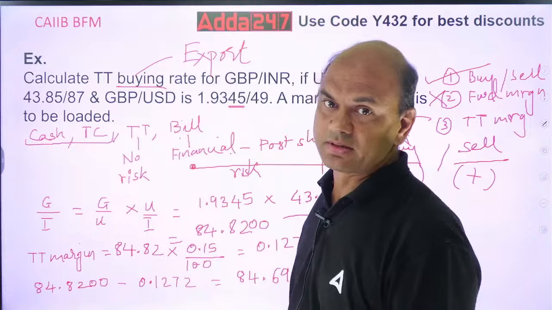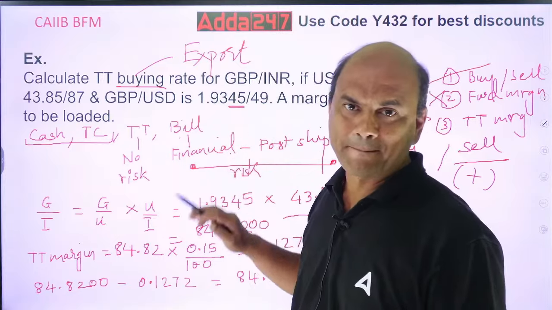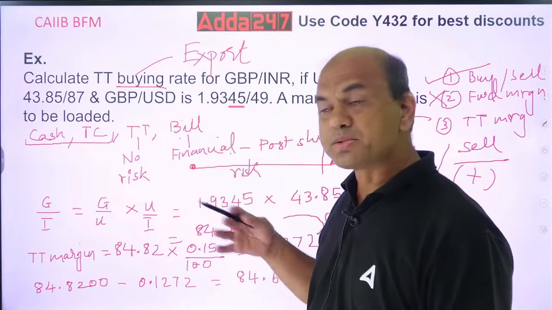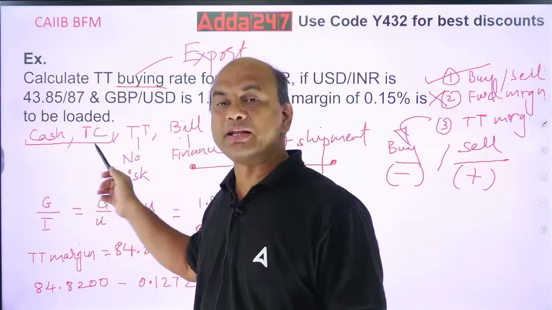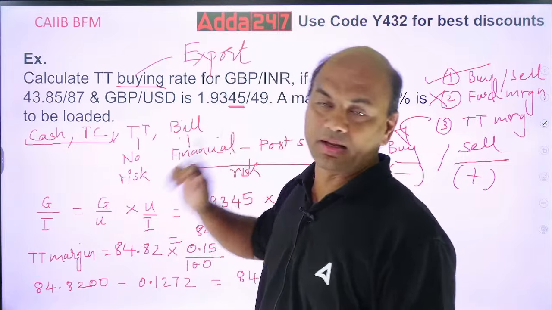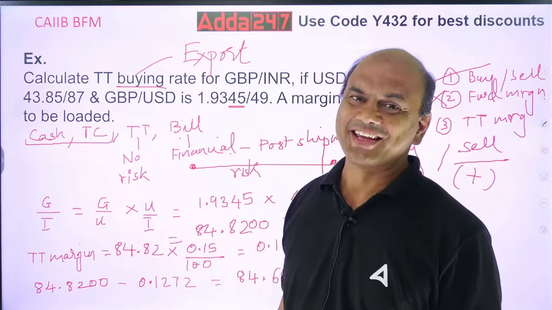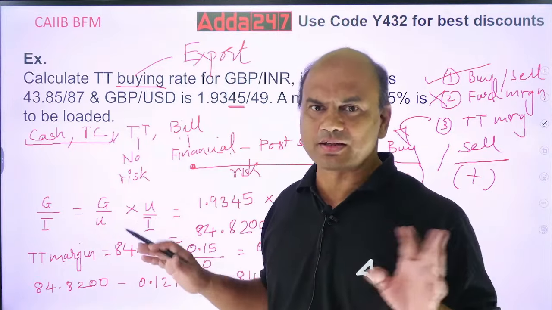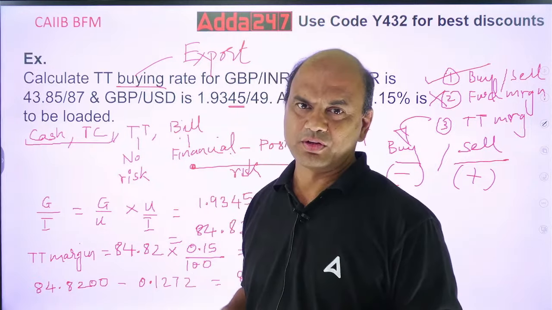So let's solve the problem now step by step. First, buy or sell? Buy, simple. Now which buy? See, there are again four buys over here: cash buy, TC buy, TT buy, bill buy. Which buy rate will you use? In the exam, they will confuse you like anything, but if you are clear in your views, you won't get confused.